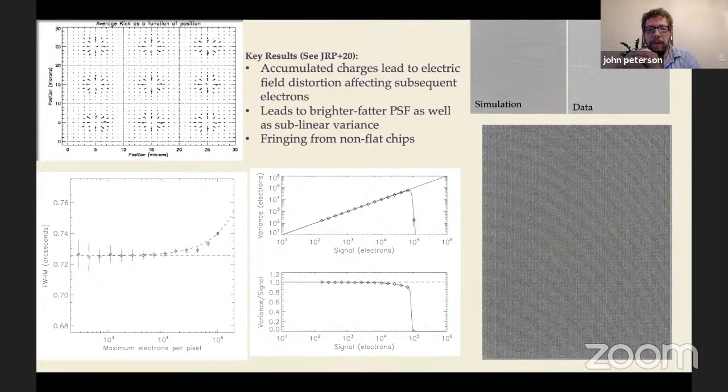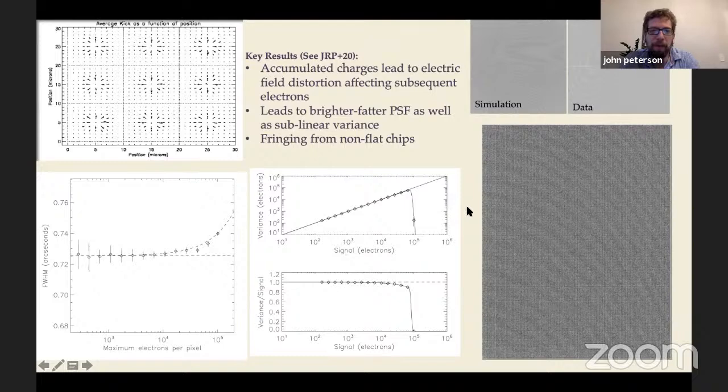But if you go to very high intensities, you often find that you have less invariance than you would expect due to Poisson noise. The reason is that when a pixel happens to have a slightly higher number of electrons than the ones next to it, it actually kicks the electrons away from that pixel. So you end up smoothing out your image more than you might expect, which leads to less variance than you might expect. You'd also do things like simulate fringing from non-flat chips, and we can do a full interference calculation for that.